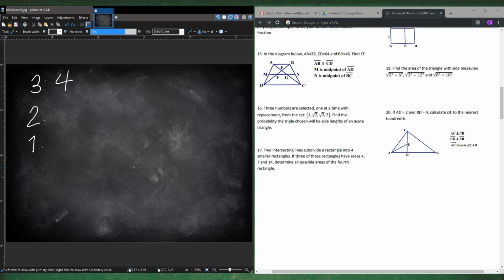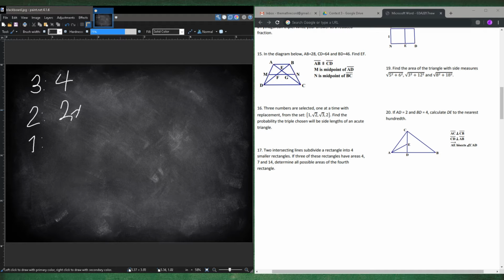Square root 2, square root 2, and 2. That's a right triangle, because square root 2 squared plus square root 2 squared is 4, which equals 2 squared. So that doesn't work. So only 2 of those work for square root 2, and 0 work for 1. Now square root 3. Square root 3 is greater than 1, so anything with those works. So square root 3, square root 3, and 1 works.